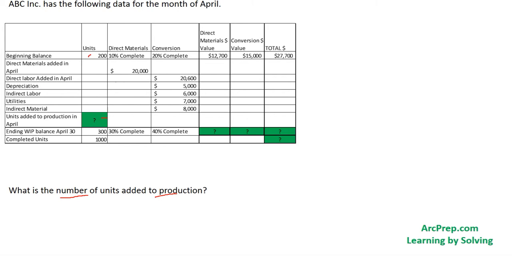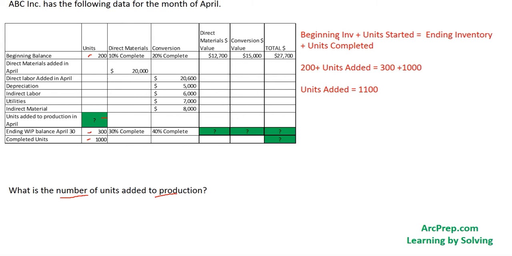We know that the beginning balance is 200, ending balance of units is 300, and completed units is 1000. And the question is, how many units should have been started in order for these figures to match? Beginning inventory plus units started is ending inventory plus units completed. The fundamental equation of managerial accounting: 200 plus the units we start should be equal to the units in working process inventory ending and the units we transfer out. So units we are adding to the process turns out to be 1100 if I solve this equation.